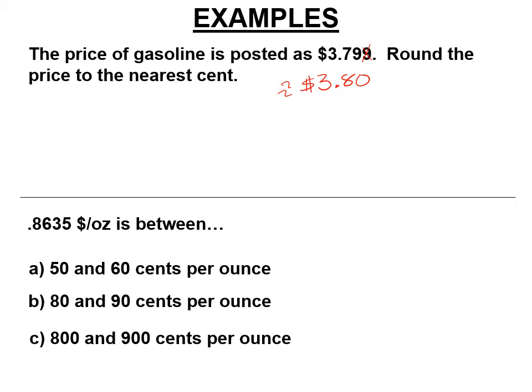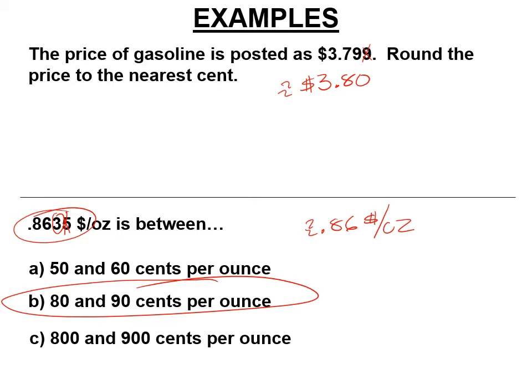Right, so let's round this. What is that horribleness? Well, we're only going to look at the thousandths, so that is around 86 cents per ounce. So which one is it between? They're trying to make sure you understand here, or I am, that's 86 cents, and so it's between 80 and 90 cents per ounce.